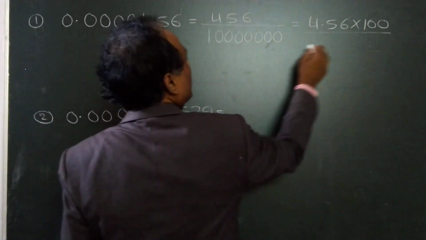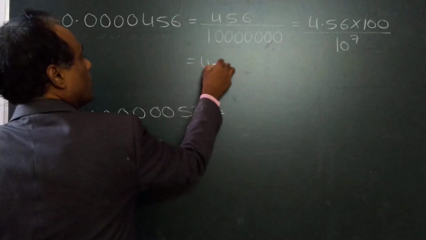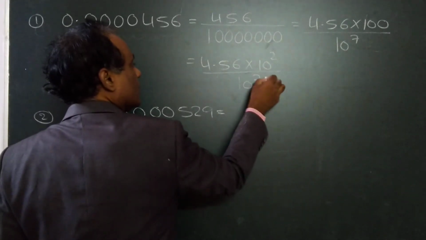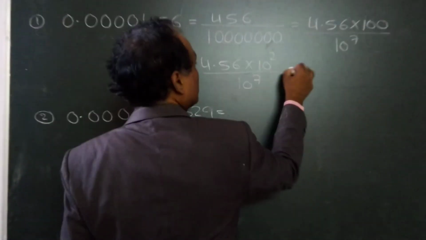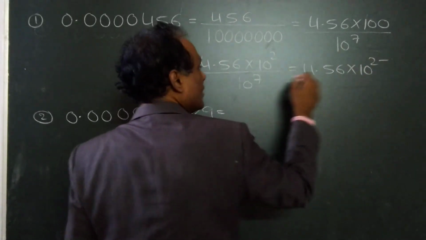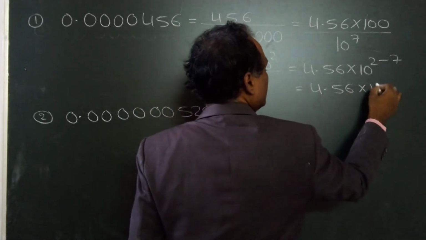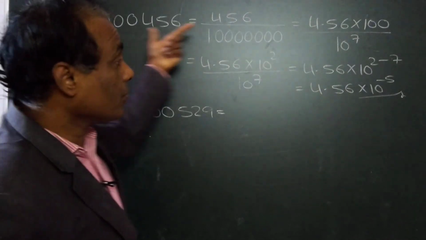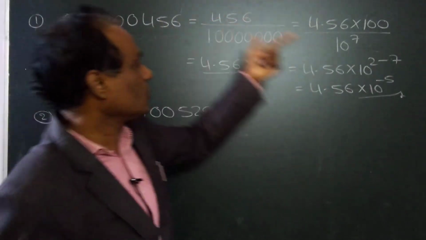This is 7 zeros, meaning 10 to the power of 7. And this is 4.56 into 100, which is 10 square, by 10 to the power of 7. A power m by a power n is a power m minus n, 2 minus 7. 2 minus 7 is minus 5. This is a way of changing usual form or normal form into standard form. If this is given, we will get this answer. If this is given, we have to change like this.